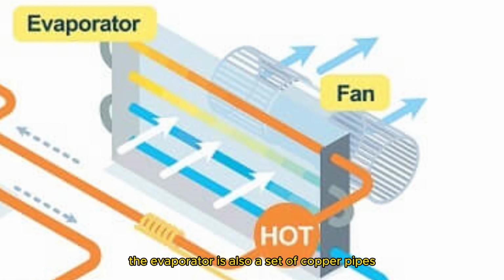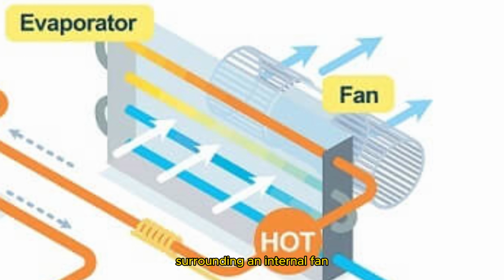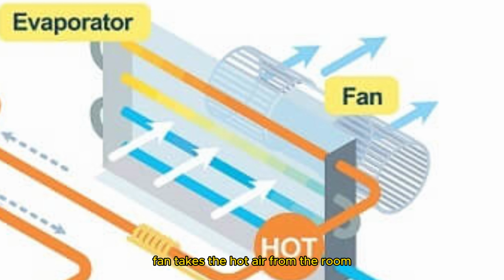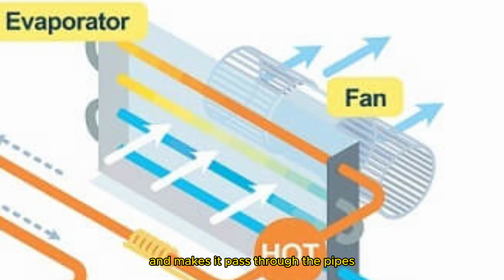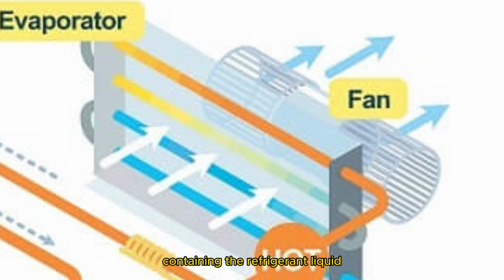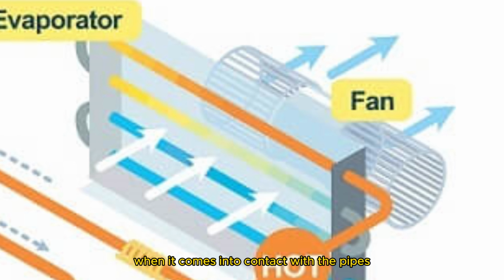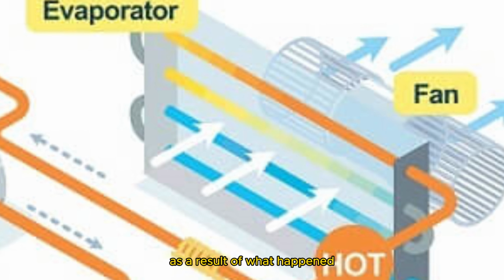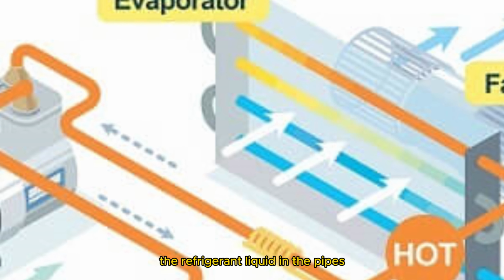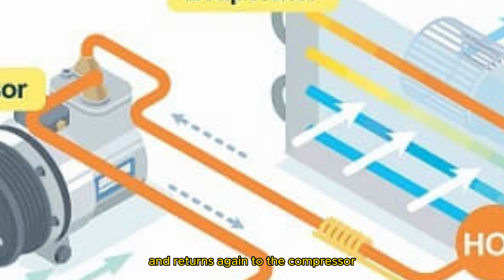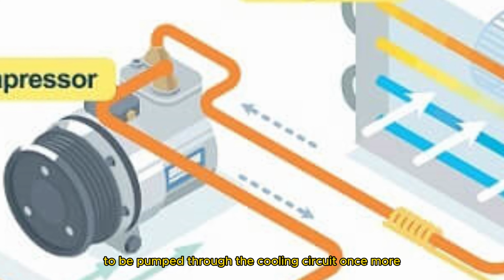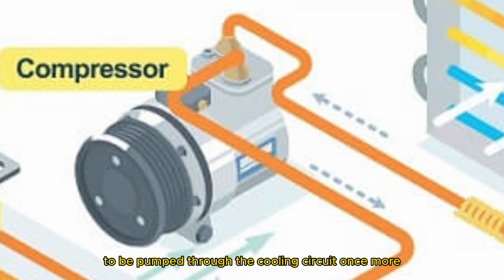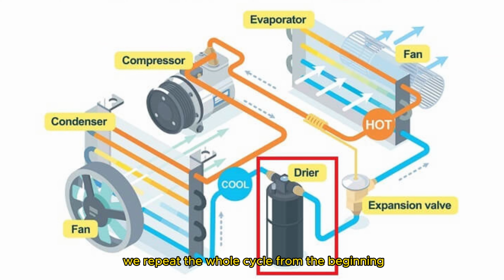The evaporator is also a set of copper pipes surrounding an internal fan. The fan takes the hot air from the room and makes it pass through the pipes containing the refrigerant liquid, cooling the hot air when it comes into contact with the pipes, thereby lowering the room temperature. As a result, the refrigerant liquid in the pipes turns back into gas due to the heat and returns again to the compressor to be pumped through the cooling circuit once more. We repeat the whole cycle from the beginning.